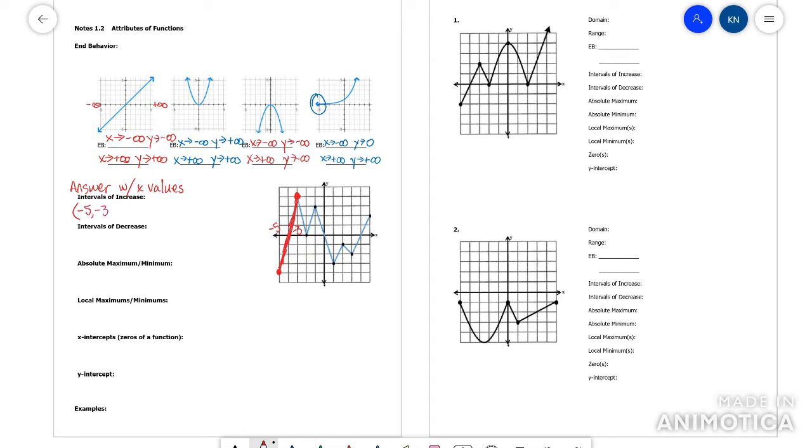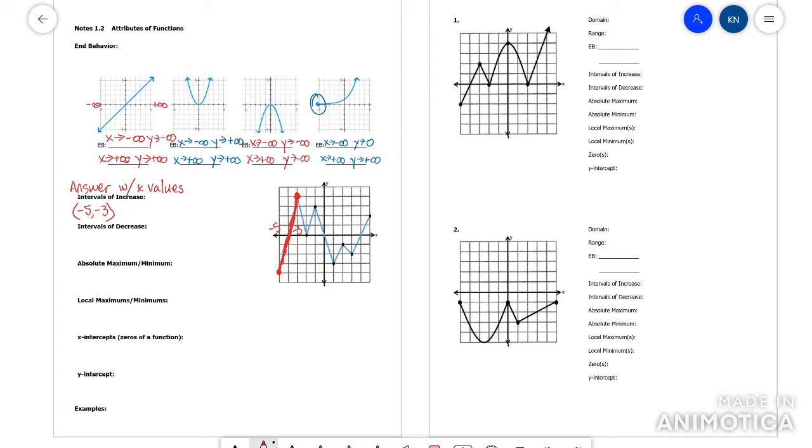And you just write it in interval form. Notice I used parentheses when I wrote it. That is because if you think about it, if I was sitting at this point right here at -5, -4, I'm not increasing or decreasing. I'm just sitting there. So you can't use a bracket when you answer increase or decrease. Answer increase or decrease using parentheses every time.